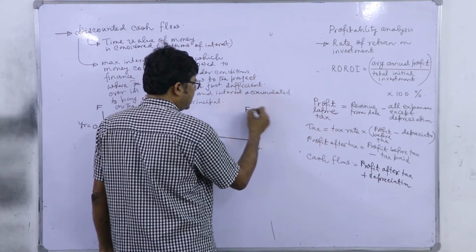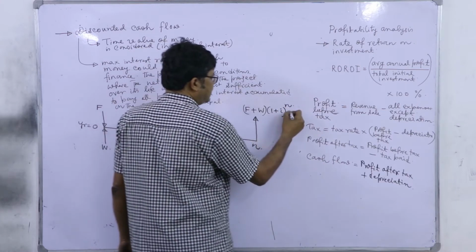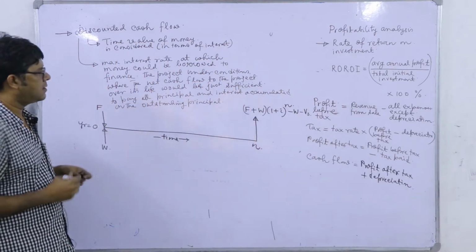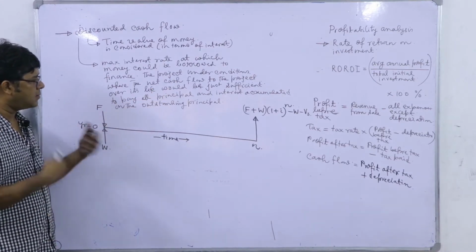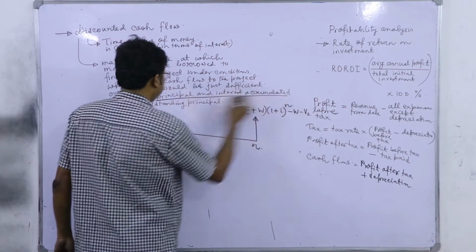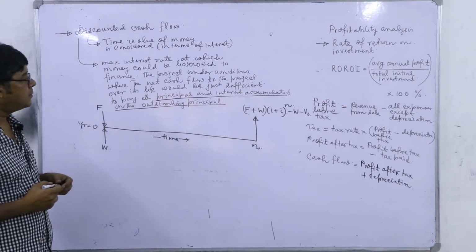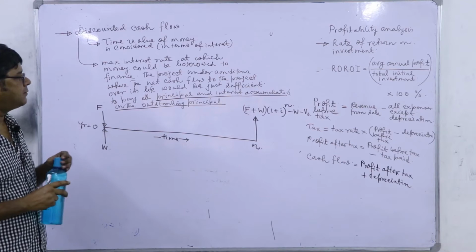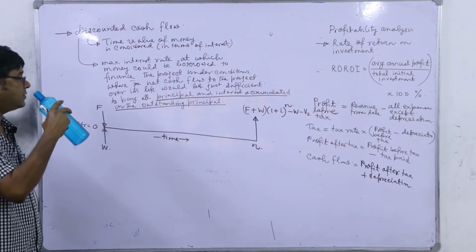Fixed plus working capital into 1 plus I to the power n, minus the working capital, minus the salvage, because that is basically the time accumulated value of this principal and interest. Pay all the principal and interest accumulated over the outstanding principal. So, outstanding principal is F plus W, and the accumulated amount will be F plus W into 1 plus I to the power n, but you are getting the working capital back and also you are getting the salvage.